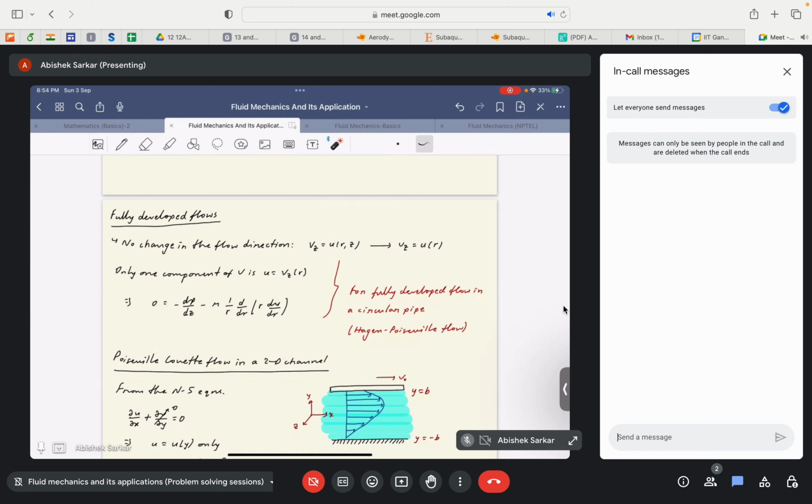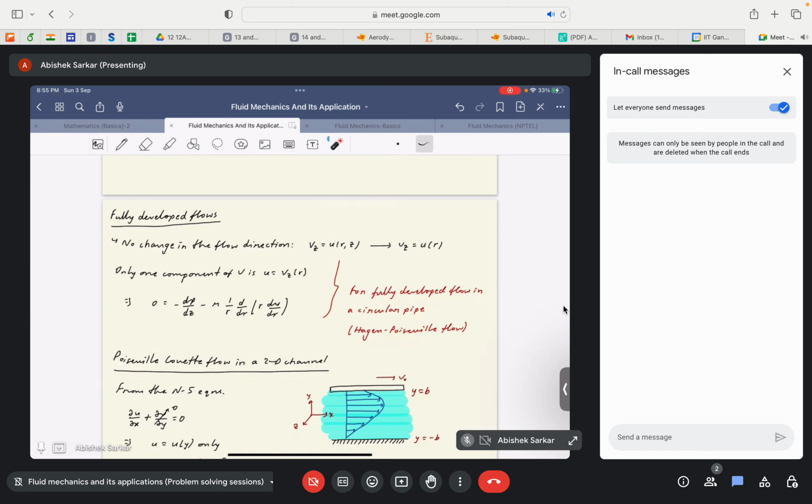Basically it means that since we are dealing with a pipe flow, the geometry tells us that an ideal choice of coordinate system would be the cylindrical coordinate system. So there would be an r component of the governing equation, a theta component of the governing equation, and a z component of the governing equation. So here I just mentioned the z component of the governing equation.